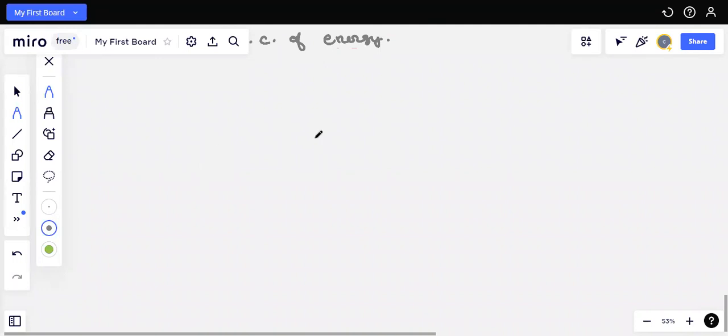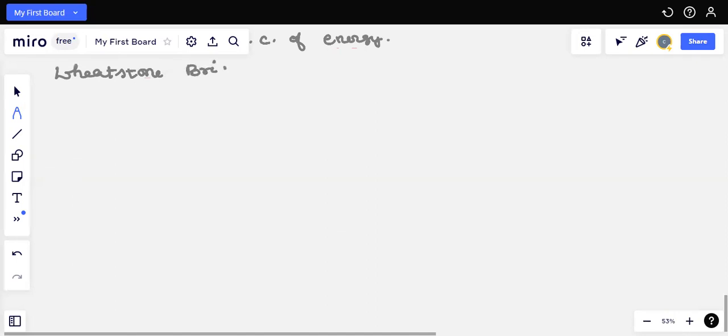ఇక మనము వి హావ్ టు కమ్ టు హియర్. అప్లైయింగ్ దోస్ కిర్చాఫ్స్ లాస్. ఇప్పుడు యాక్చువల్లీ వి ఆర్ గోయింగ్ టు డిస్కస్ ద వీట్స్టోన్ బ్రిడ్జ్. ఓకే. And a Wheatstone bridge actually we discuss in this chapter, but a bit early we discussed it there in capacitors, a bit early. So this is Wheatstone bridge. Okay? Right. In the Wheatstone bridge, what we are going to discuss?